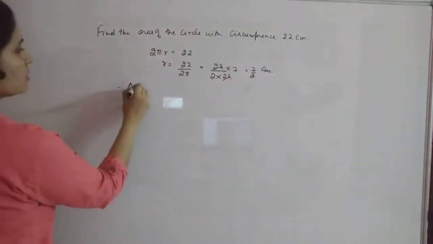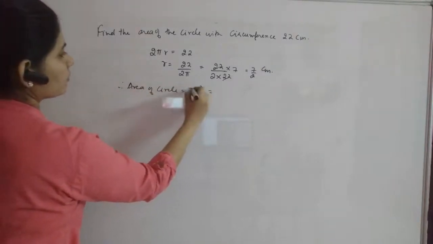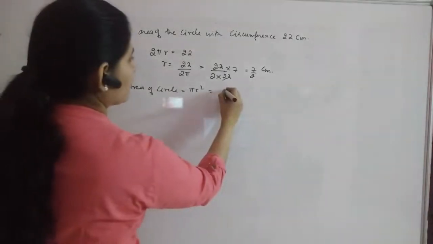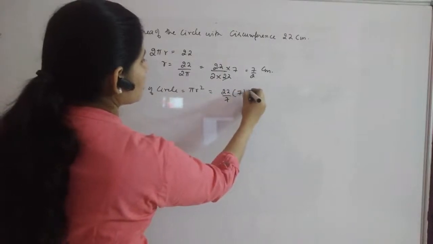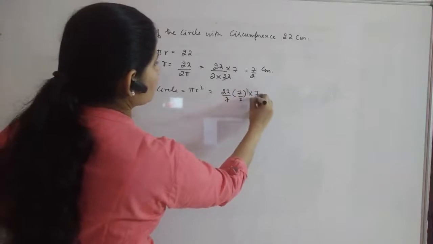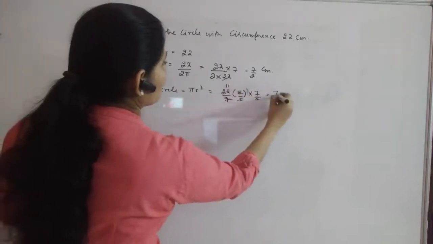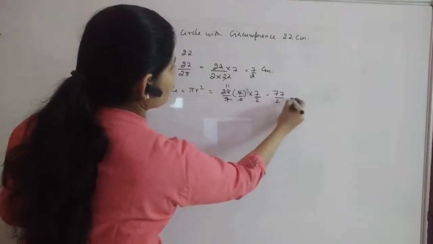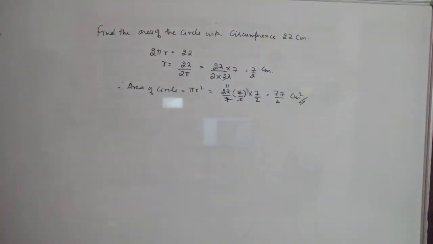Therefore the area of the circle is π into (7/2) squared, right? 7 by 2 into 7 by 2. This will go here 11. Okay, 77 by 2. Leave it like this, 77 by 2 centimeter square.